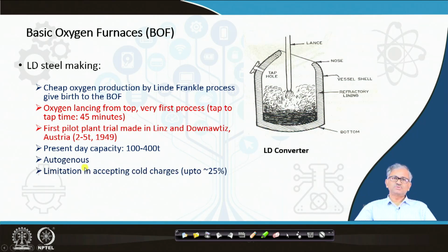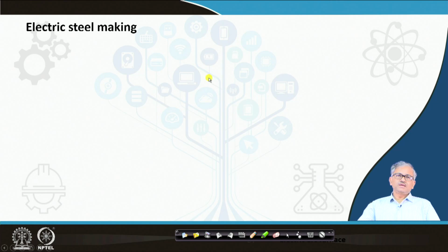It is also an autogenous process, not only because oxygen is coming, but since the partial pressure of oxygen is very high here, the heat generation is also quite high, so you can accept some amount of cold charge also. And then came the electric arc furnace.